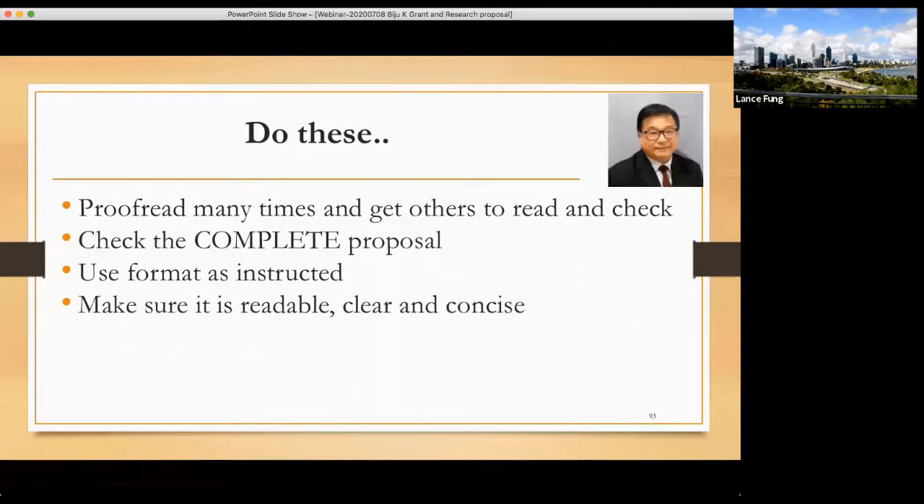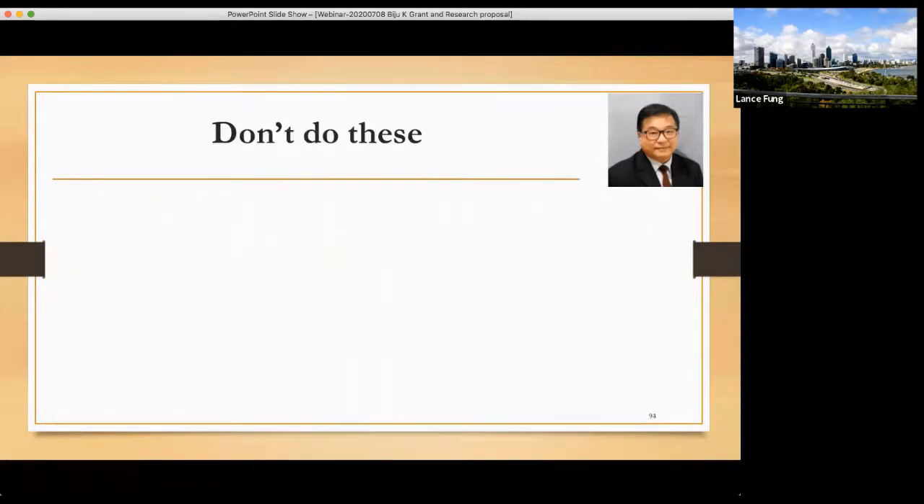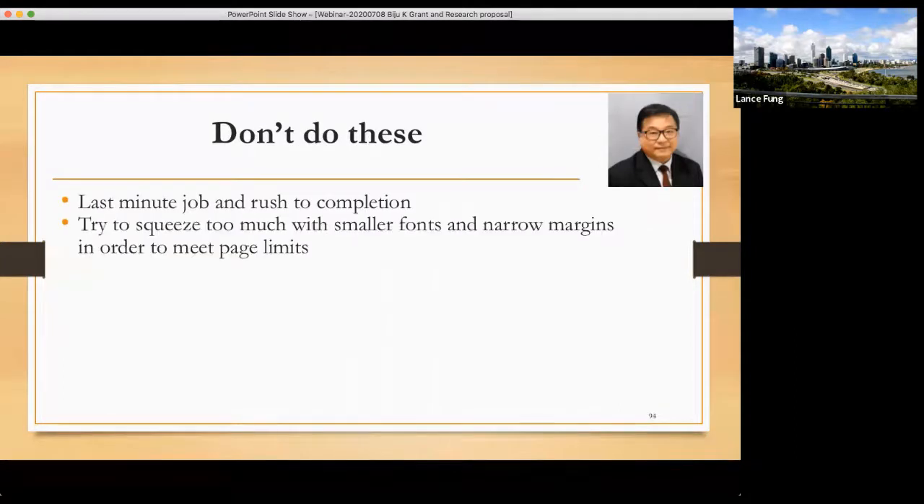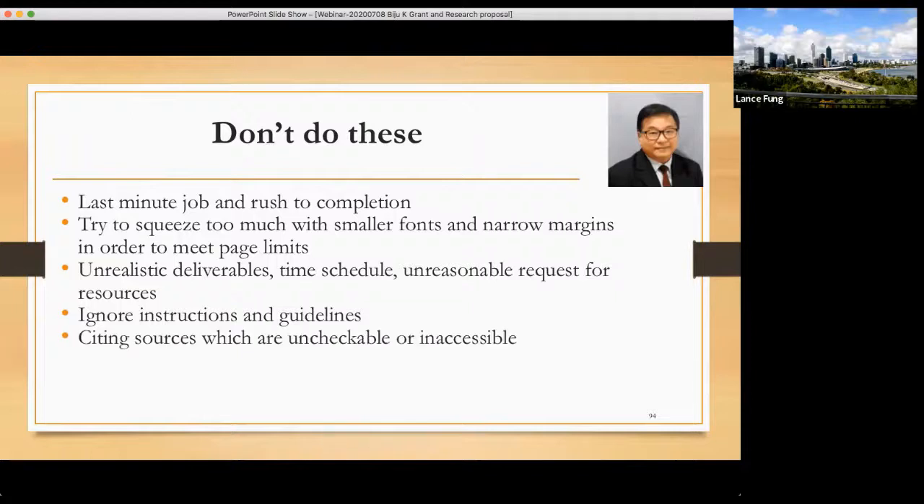Follow the format. It's quite similar to when you write a paper, you need to follow the instructions. Make sure it's readable, clear, and concise. But as I have said, put yourself in the shoes of the reader. Keep the deadlines in mind. Don't do a last-minute job, but don't try to squeeze in too many words. Don't give unrealistic deliverables. Make sure that the time schedule is feasible. Don't ignore the instructions.